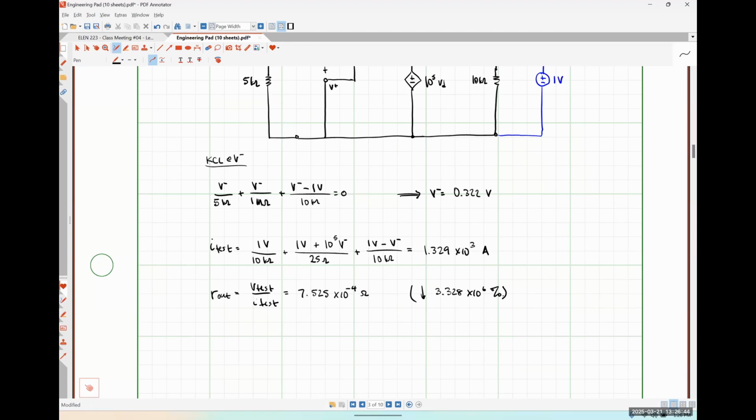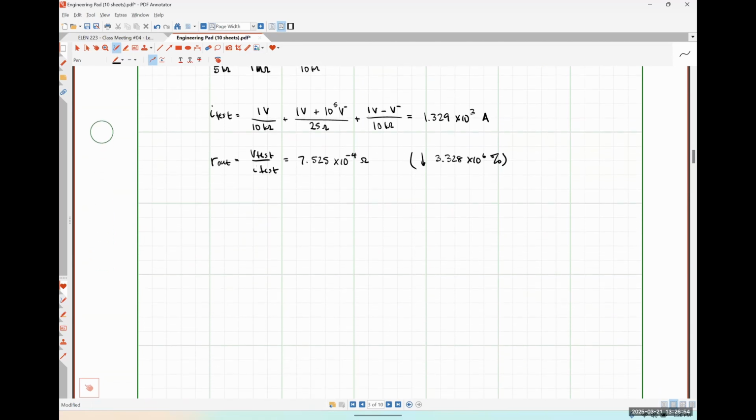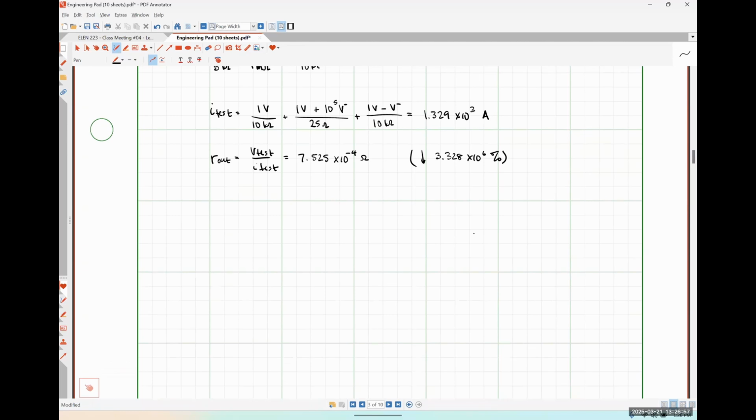Okay, so let's revisit something from the second day of class, okay? And I think at this point, I'm literally just beating a dead horse, but we are going to conceptualize essentially why our ideal op amp conditions are infinite input impedance and 0 output impedance, okay?